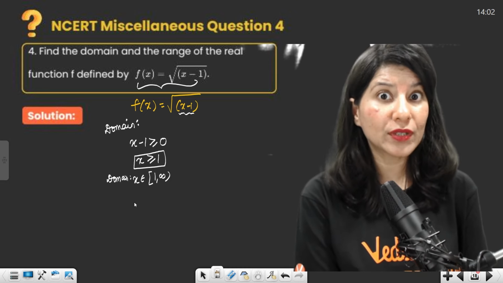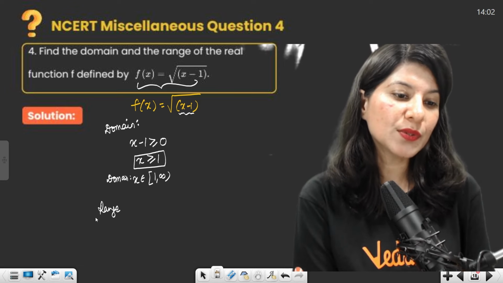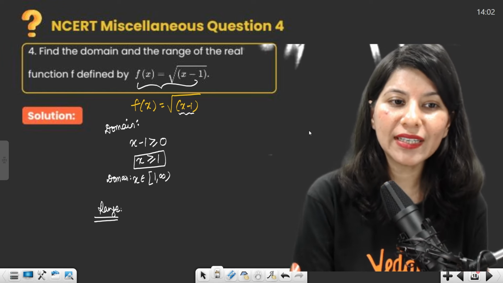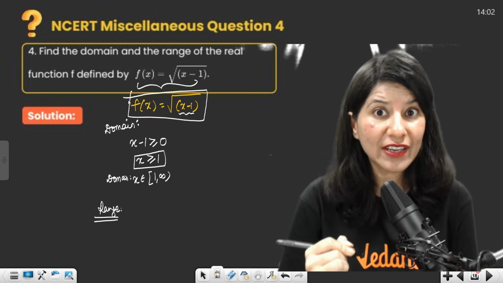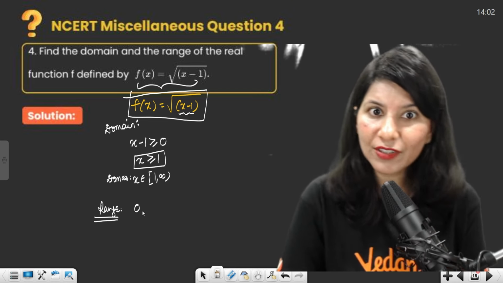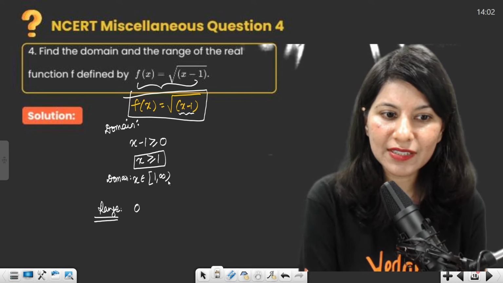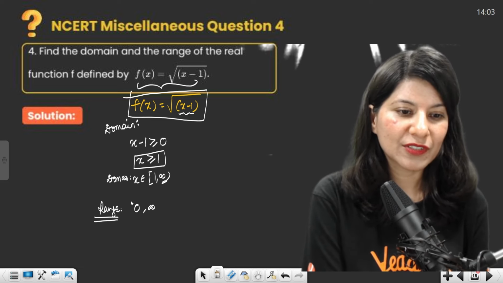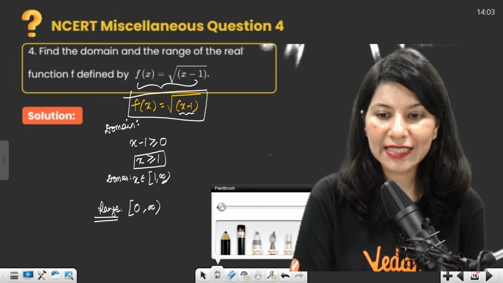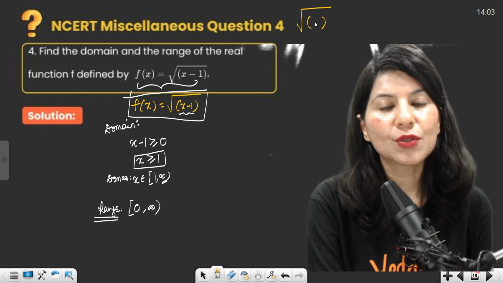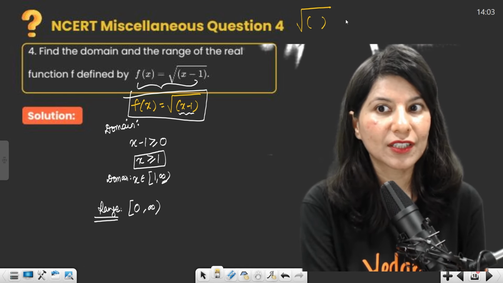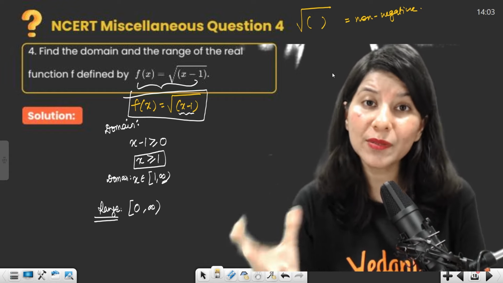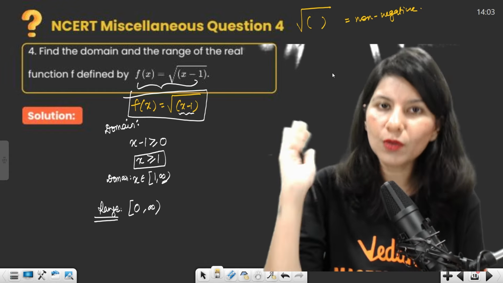Correct? Now range. For range, what you need to do is make use of domain. In domain, the starting point is 1. The moment you put 1 in this f of x, what will you get? 0, right? So f of x will start with 0, and then after that, it will give you positive values. If you put the largest possible value, infinity, square root of infinity minus 1 will always be a large value. So 0 close to infinity. Square root of any quantity can never be negative, so this is also non-negative. You just have to check whether you are getting all possible positive values or not. So here, including 0, all positive values I'm getting.